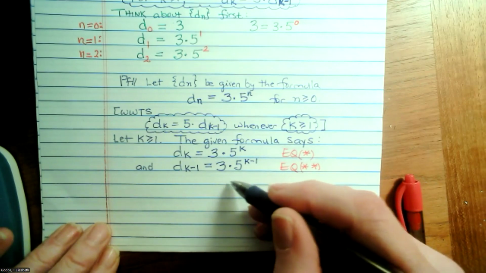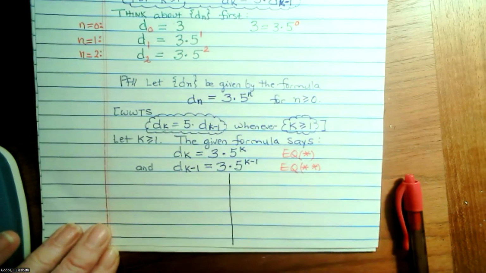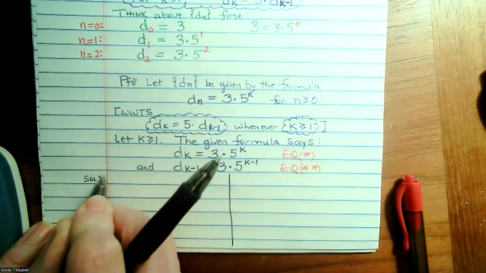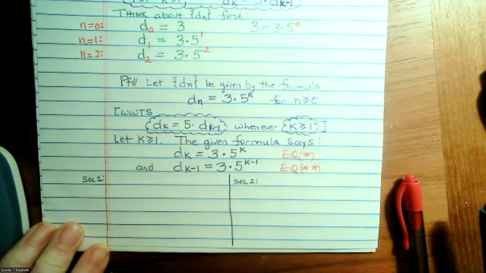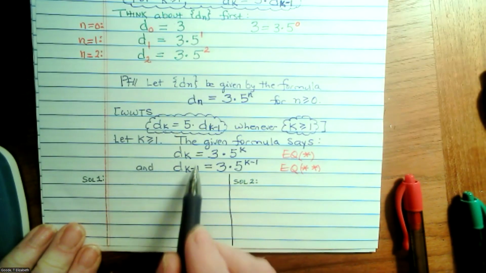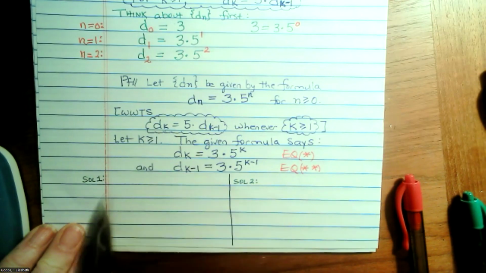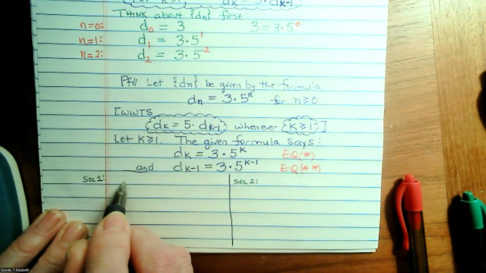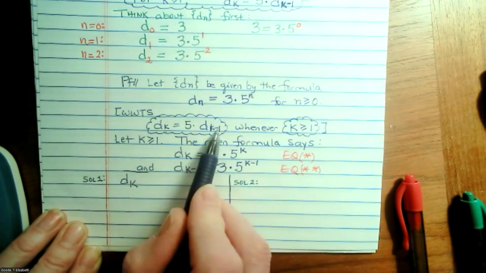So let's look at two solutions. One of them might be easier. I'm going to start solution 1. I'm just going to start with the left-hand side because I read from left to right. Okay? So here we go. D sub k. I want to turn it into this.